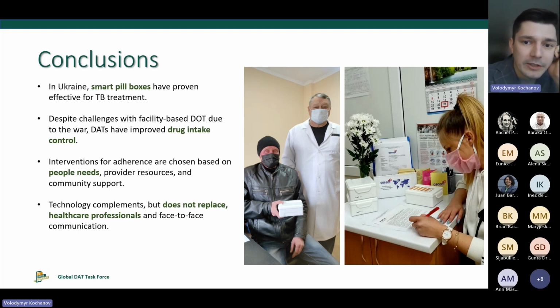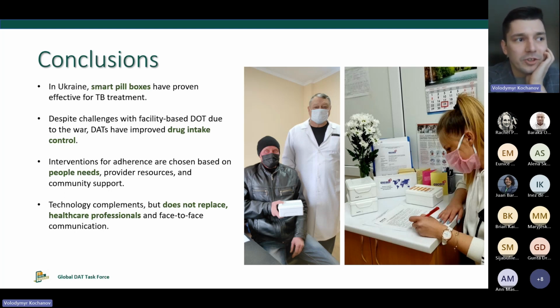And the last but not the least important point to say and highlight is that technology complements but does not replace healthcare professionals and face-to-face communication with patients, or not even face-to-face, but a communication over the phone, because it is important to maintain this communication, because interventions for adherence are based on people's needs, provider resources, and community support. And selection of these interventions should be based on the individual assessment of the patient's needs.